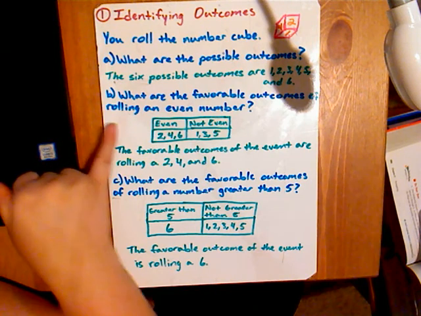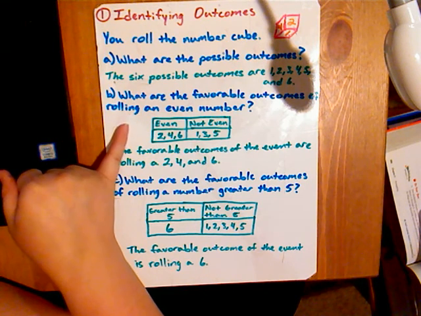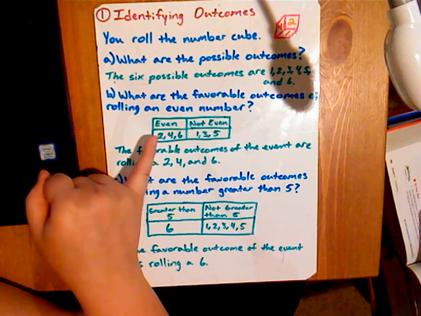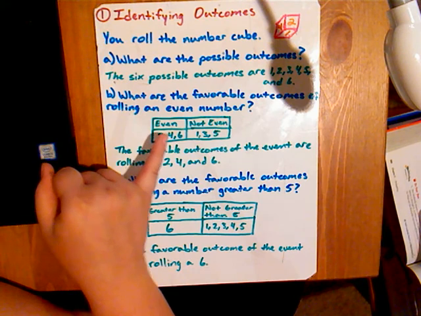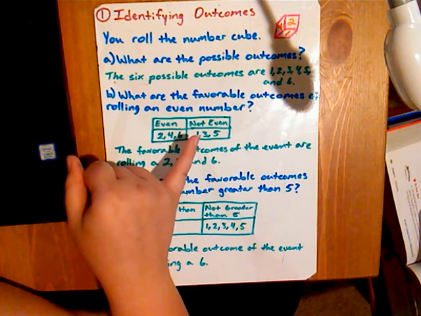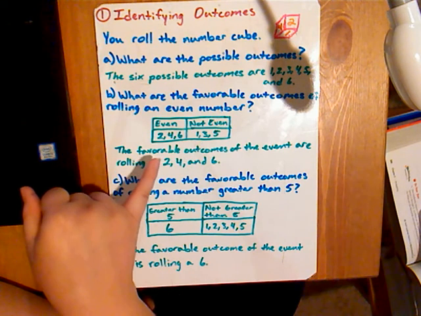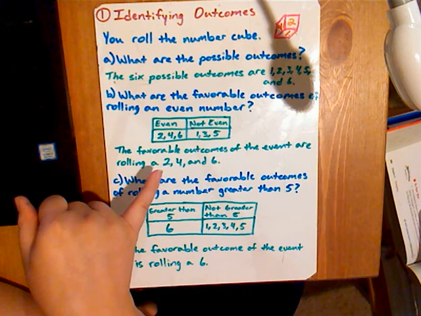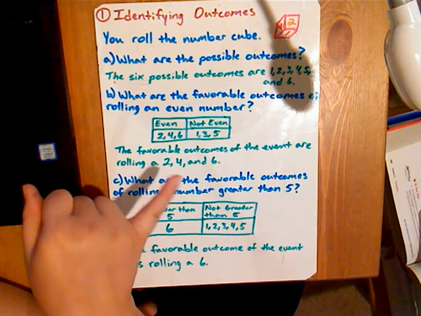B wants to know what are the favorable outcomes of rolling an even number. If we think about the numbers on a number cube, our even numbers are 2, 4, and 6, and the numbers that are not even are 1, 3, and 5. So the favorable outcomes of the event are rolling a 2, 4, and a 6.